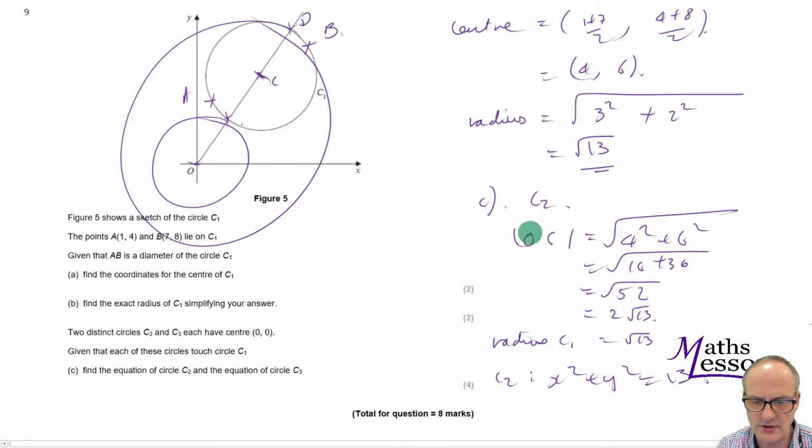Now, we now know that the distance to D is going to be 3 root 13, because we're going to add the root 13 onto the 2 root 13. We've got this 2 root 13. We know that's root 13, so it's going to be 3 root 13.